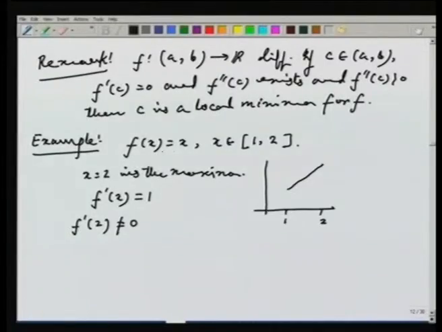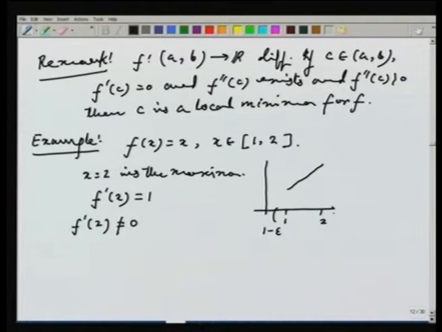But look at the situation here. I have my function f(x) = x, and the maximum is happening at the boundary point x = 2, and that is why the derivative is not equal to 0. If you notice, the same thing is happening at the minimum also. x = 1 is the minimum of the function, and it is attained at the endpoint 1, which is not in the interior of the interval, and hence the derivative at 1 is also not equal to 0.